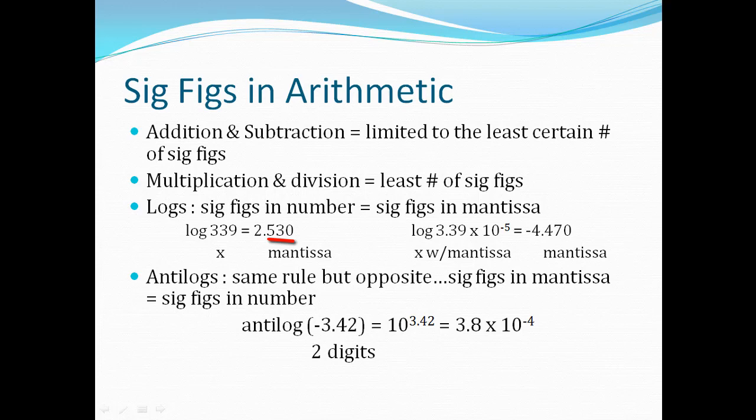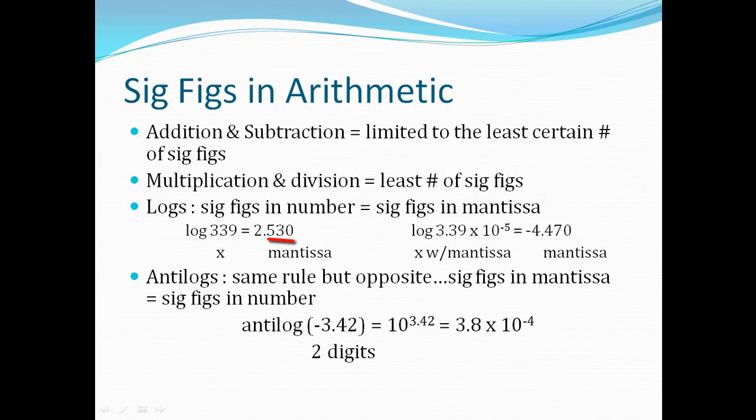I know if I was to ask you how many sig figs does that answer have total, well, yeah, it's 4 sig figs, but there's 3 digits after that decimal place because there's 3 sig figs in the original number. What about the next one, which is log of 3.39 times 10 to the negative 5? It's the same rule. There's 3 sig figs in the number 3.39, so that means that there needs to be 3 sig figs in the mantissa part of your answer. So that's why it's 0.470.